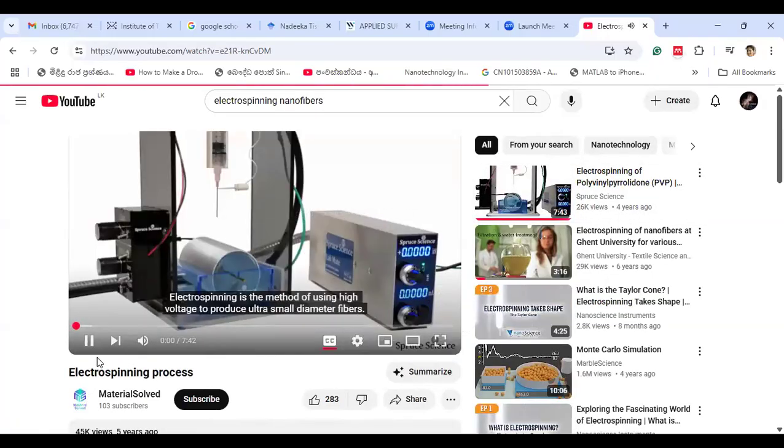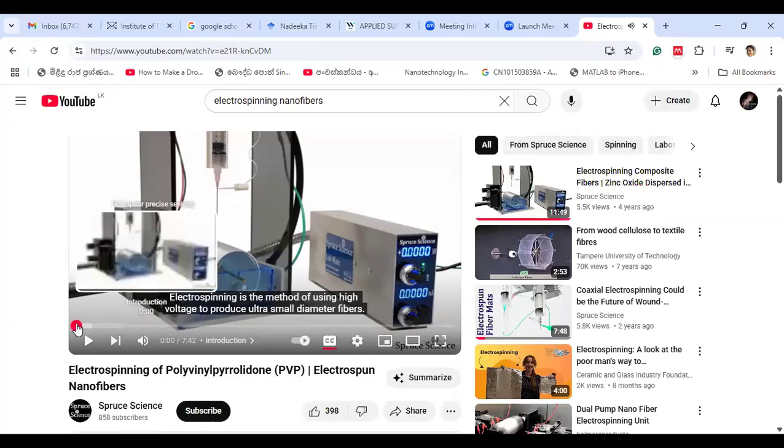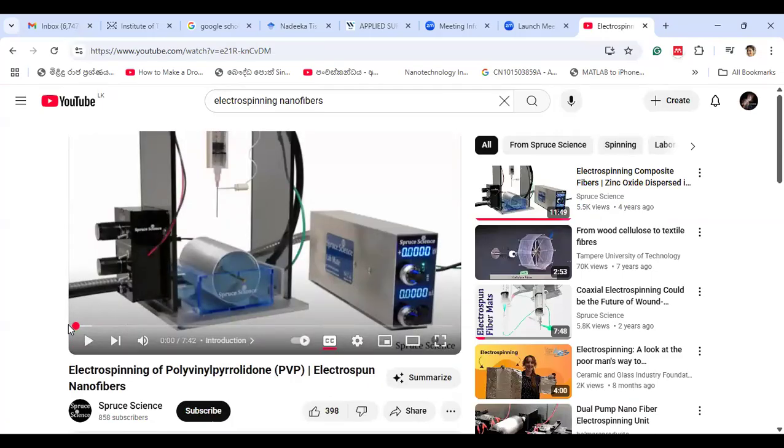So this is an electrospinning setup that they have used in order to spin polyvinyl pyrrolidone electrospun solution. Let's have a look.